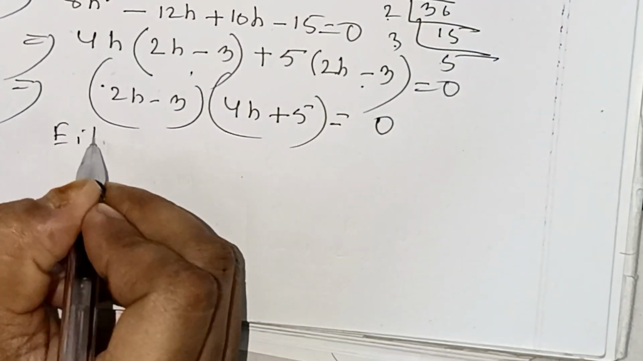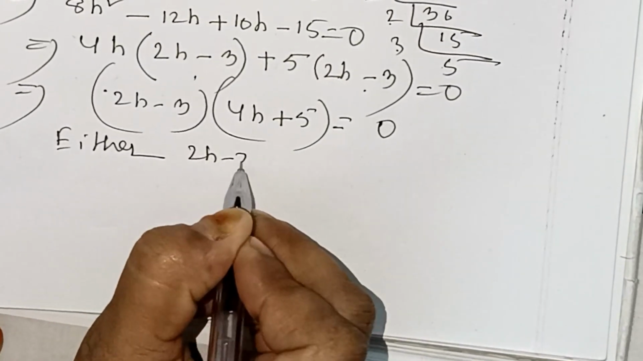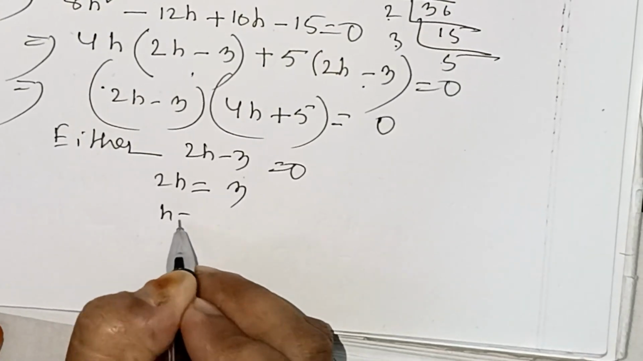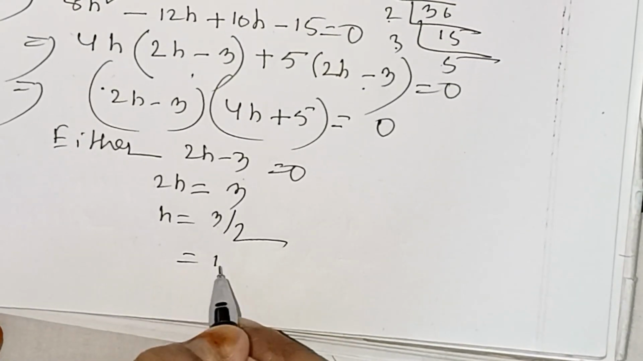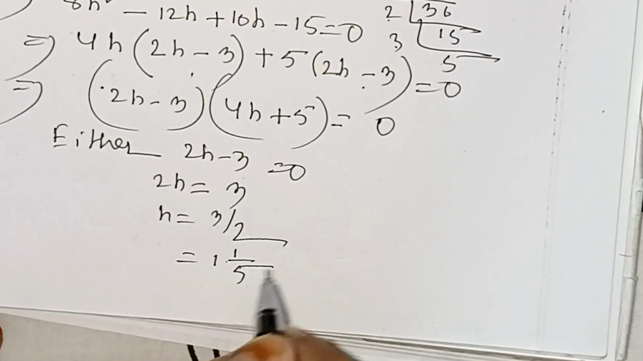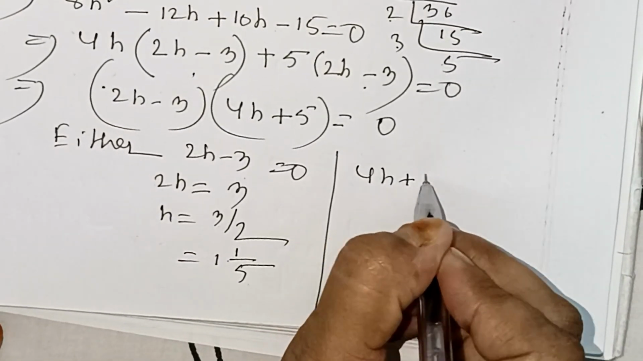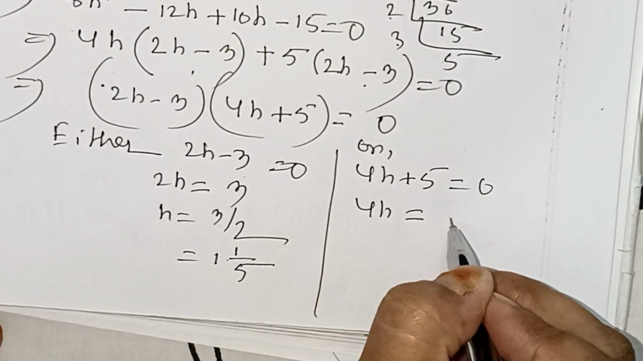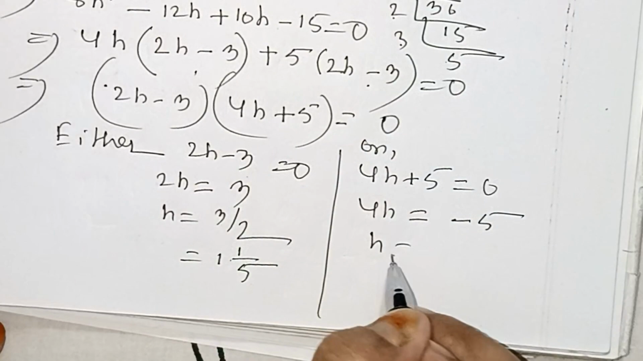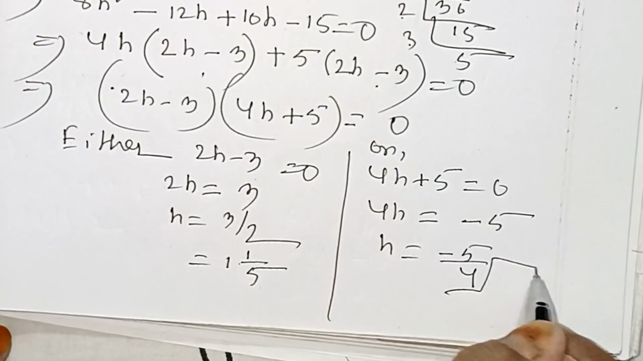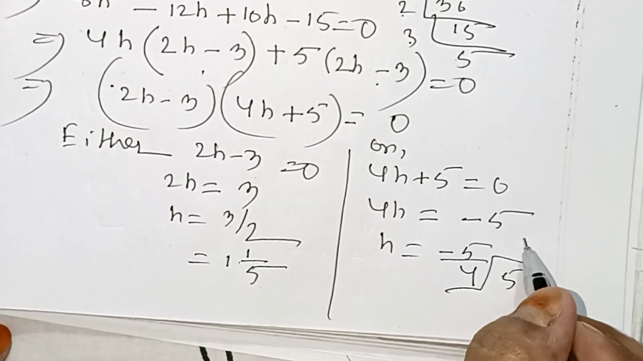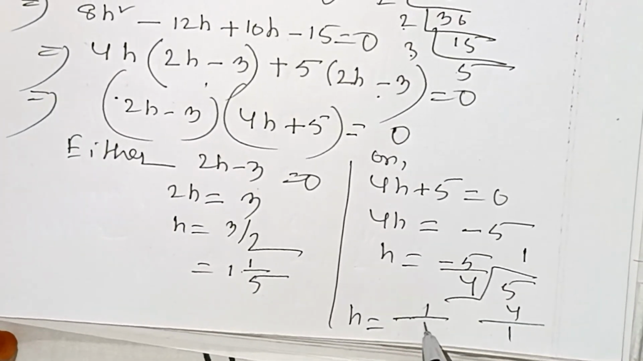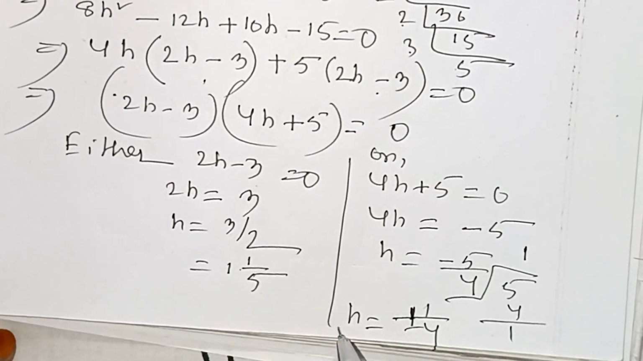So now either 2h minus 3 is equal to 0. So 2h is equal to 3, minus 3 on the left hand side. So h is equal to 3 by 2. So that means 1 upon 1 by 2. Or 4h plus 5 is equal to 0. So 4h is equal to minus 5. It will be changed on the right hand side, minus 5. So h is equal to minus 5 by 4. I have to divide because the numerator is a big term. 4 ones are 4. So h is equal to minus 1 upon 1 by 4.